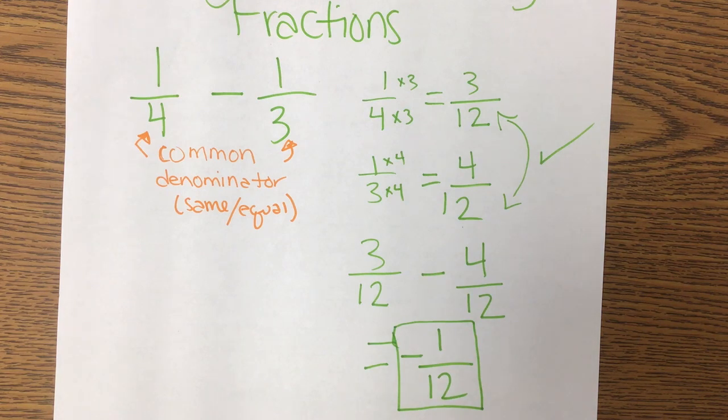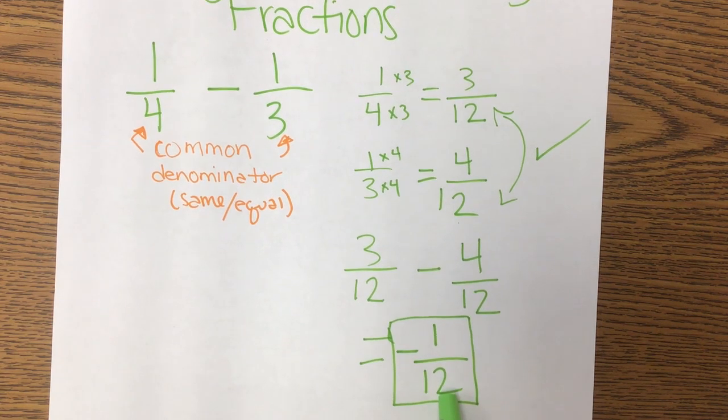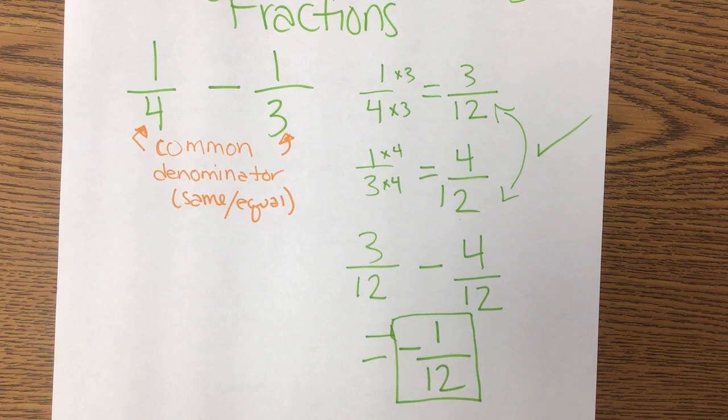What I want you guys to remember whenever you see fractions that we're adding or subtracting, the very first thing you have to do is look at the denominators and see if they're the same. If they are, then you just add or subtract straight across. And remember, when you're adding or subtracting, the denominator always stays the same. So you don't do 12 minus 12, the denominator stays the same.